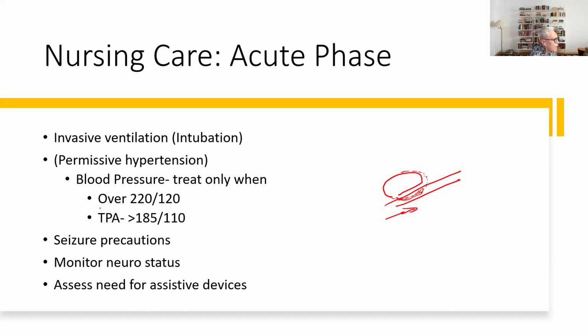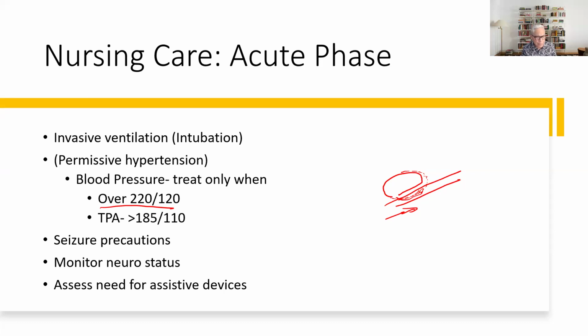And that is the reason why in patients that have strokes or brain injury, we allow their blood pressure to be high and we treat them once it goes beyond 220 systolic or 120 diastolic. It is going to be different in patients who have received TPA, in that we don't allow their blood pressure to go higher than 185 systolic and 110 diastolic. So I hope you understand why we allow those patients to have higher blood pressure.